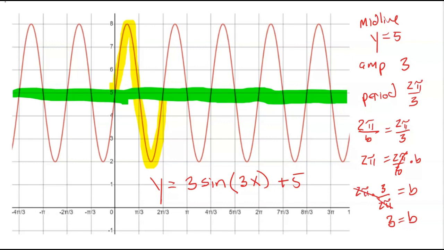All right, let's just do one more just to show you how you could create other answers. Let's do another sine curve. Let's see here. Let's look at this sine curve right here.